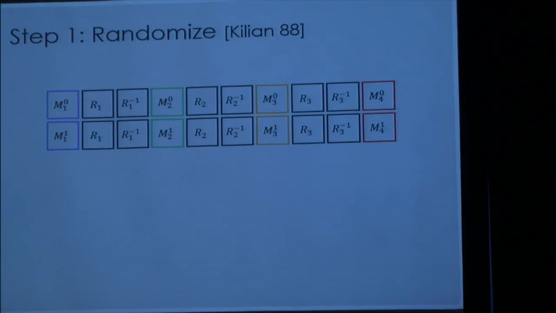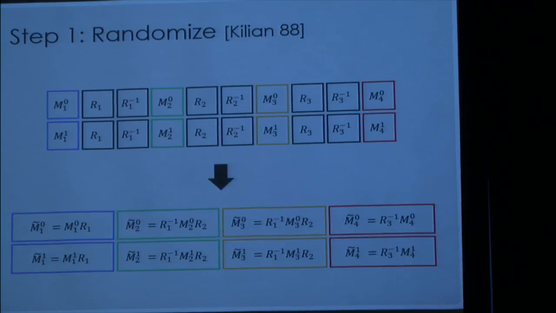Okay, so these R matrices are not going to be 0, 1. They're going to be over some large field. So now you multiply every matrix of the branching program with the random matrix on the right and with the random inverse on the left. And we denote these randomized matrices by m tildes.